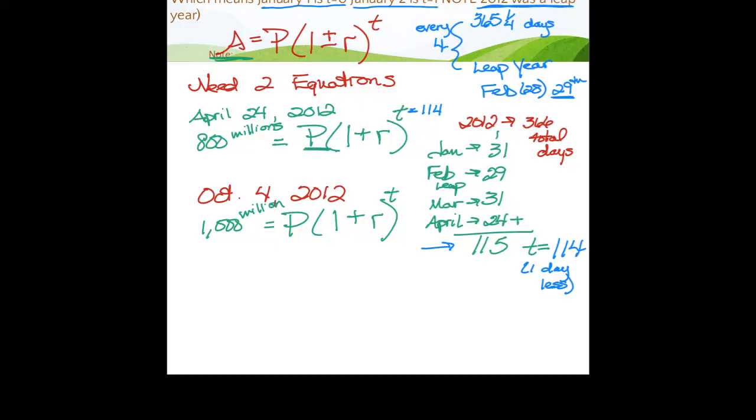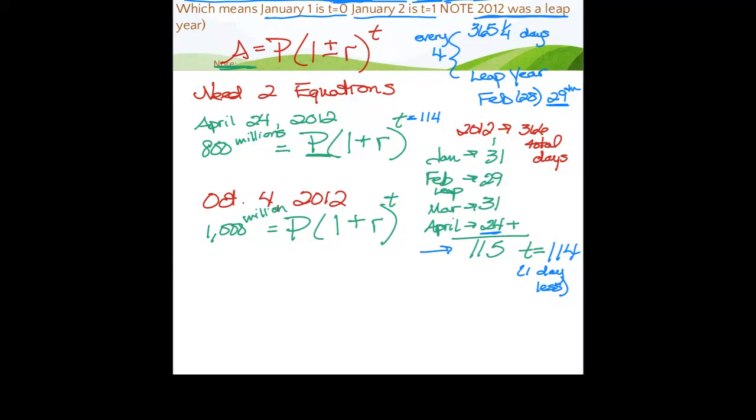How many days are in April? There are not 31. Well, so far we've counted 24, but we need to go to October. So we need to count the full rest of the month of April. How many days are in April total?